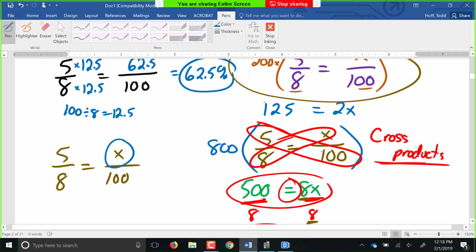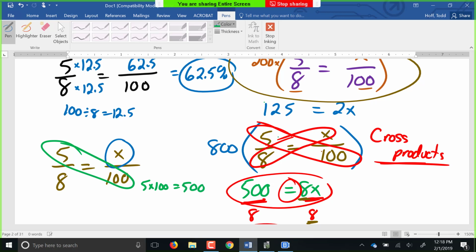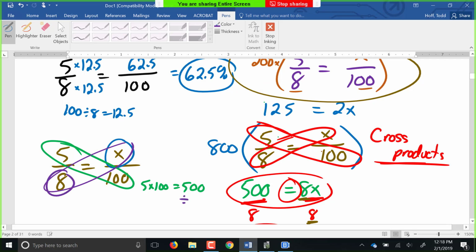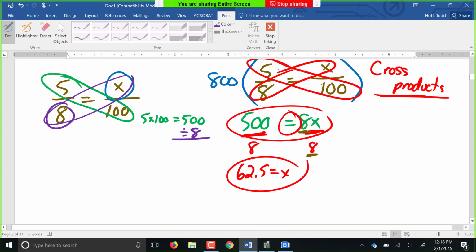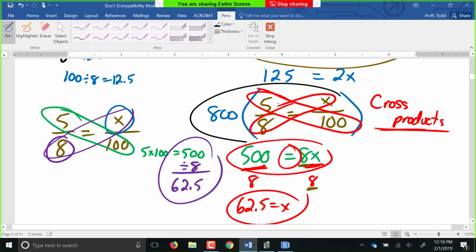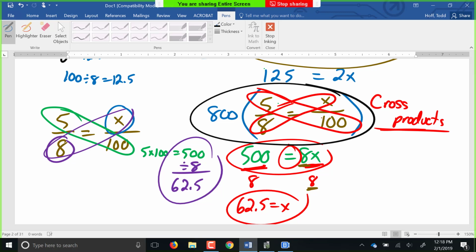We have two numbers that are on a diagonal with each other, the 5 and the 100, so we multiply those. 5 times 100 equals 500. And then the number that is diagonal with our missing number, or with our x, is the 8. We divide by the 8, and that's 62.5. That process of cross multiply and divide, or over here cross multiplying to get an equation and solving that equation, is used in hundreds of applications in math, all the way up to trigonometry.